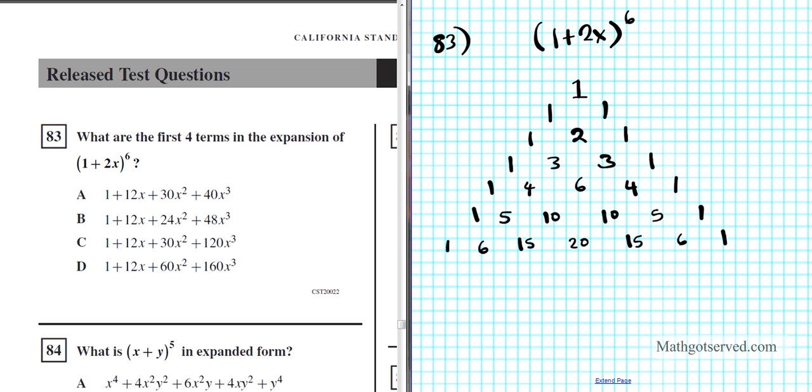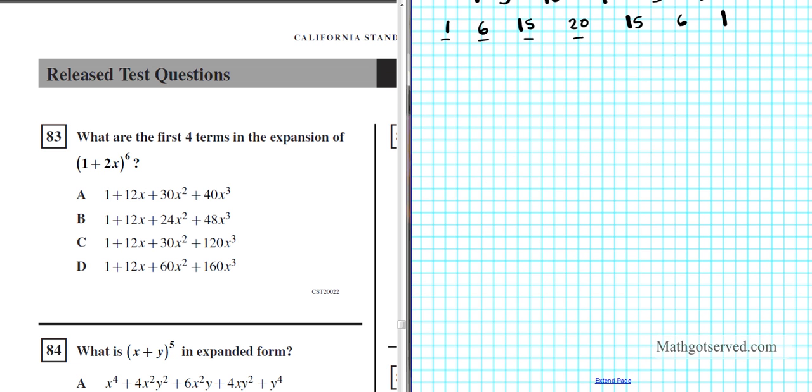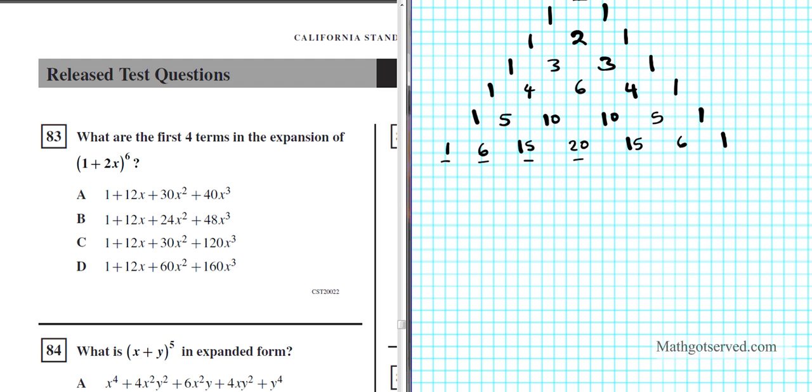Okay, so we asked for the first four terms. So we're going to be looking at 1, 2, 3, 4. Those are the only ones we're going to extract and expand in this problem. All right, so let's line them up, and then we're going to simplify it. So 1, 6, 15, and 20.